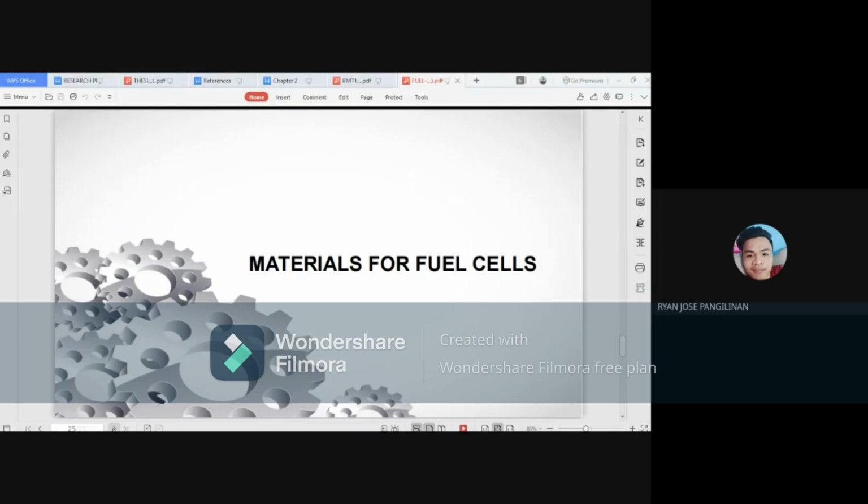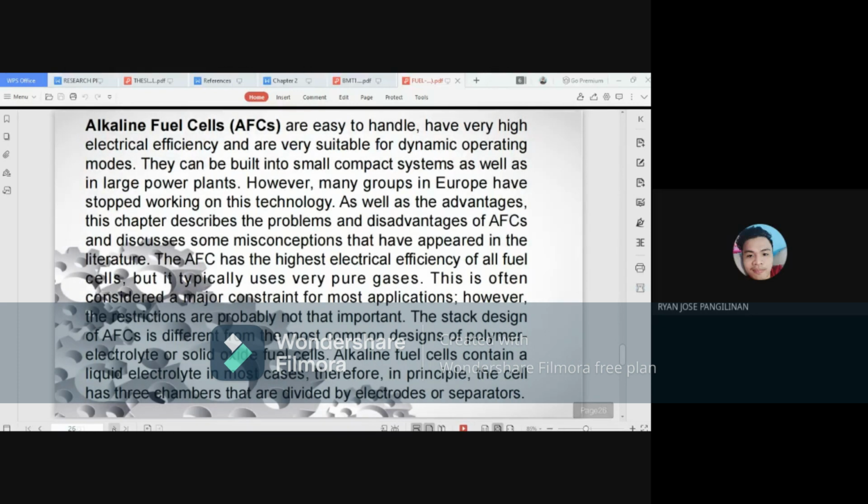So the next we're talking about is the materials for fuel cells. The first material is the alkaline fuel cells. These fuel cells are easy to handle, have a very high electrical efficiency, and are very suitable for dynamic operating modes. They can be built into small compact systems as well as into large plants. However, many groups in Europe have stopped working on this technology, as well as the advantages of the fuel cells and the disadvantages.